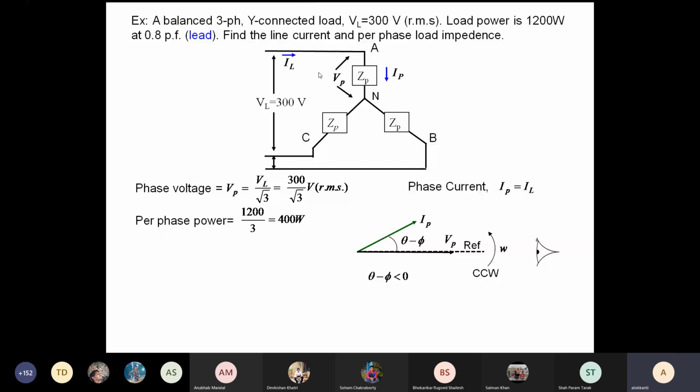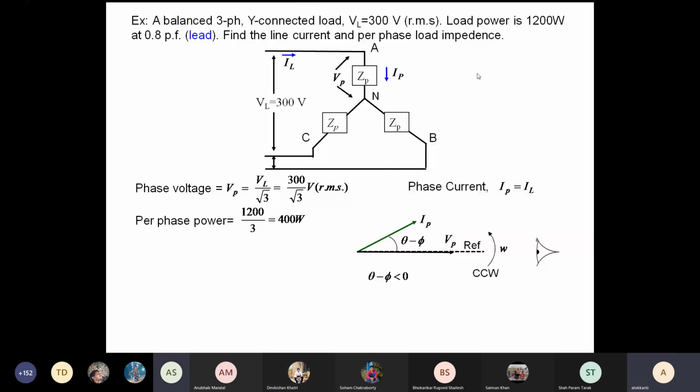Another thing is important. Load power is 1200 watts. I have given you the unit is watt, so I have only given you P. In AC there is another one, Q also. But we are only concerned about the real power or active power, and that is given to you.